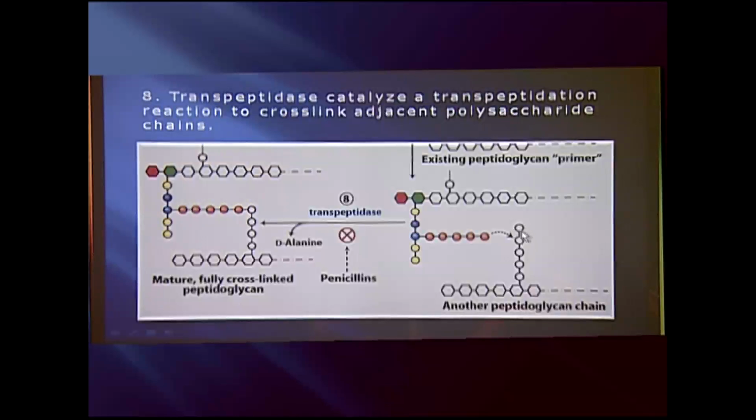So the terminal alanine molecule is removed, and to this alanine molecule this is attached. So a pentaglycine linkage is being formed between the two peptides which are coming up from the muramic acid. This reaction is called transpeptidation, carried out by transpeptidase.